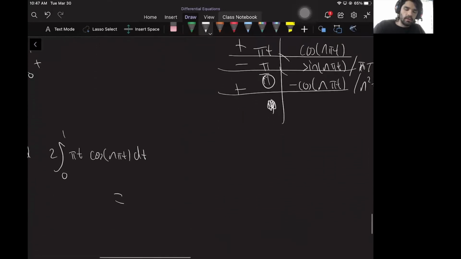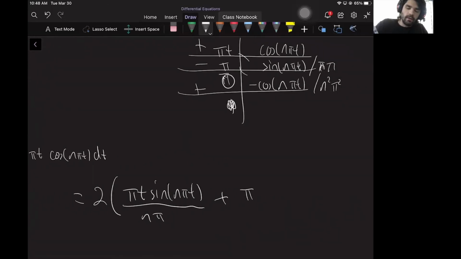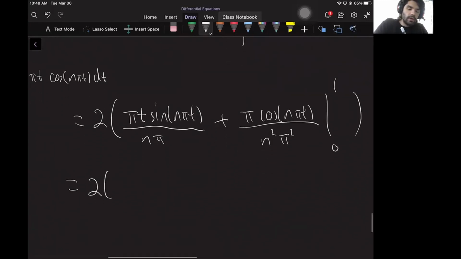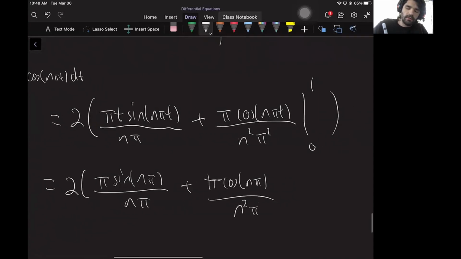So we end up with 2 times pi t sine of n pi t over n pi. Those two minuses will cancel, plus pi cosine n pi t over n squared pi squared, from 0 to 1. And let's see, lots of stuff should go away as usual. Plug in 1, I get pi sine of n pi over n pi, plus plug in 1 here, I get pi cosine of n pi over n squared pi squared, minus plug in 0.